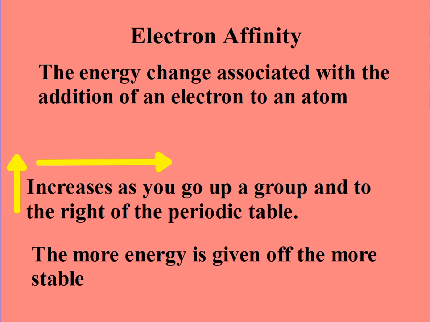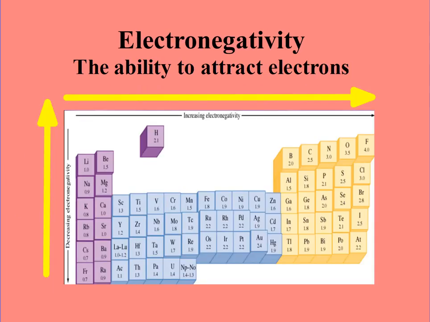Electron affinity is the energy change associated with the addition of an electron to an atom. It increases as you go up a group and to the right. And when I say increases, it becomes more exothermic. More energy is released because electron affinity is the energy released when an atom gains an electron. The more energy you give off, the more stable it is because you'd have to put that much energy into it to remove an electron.